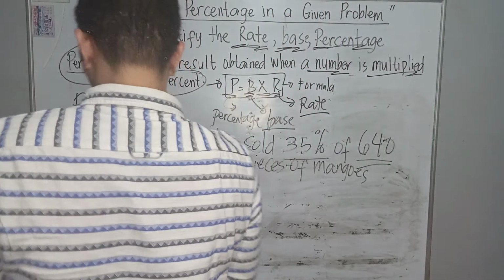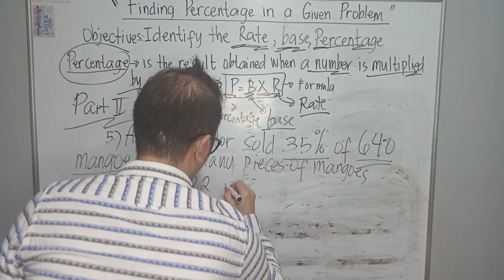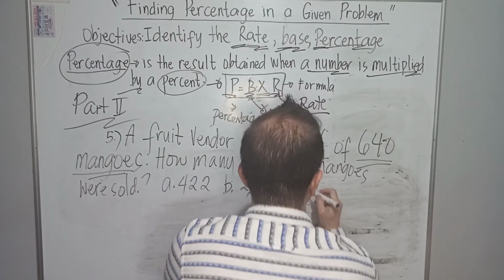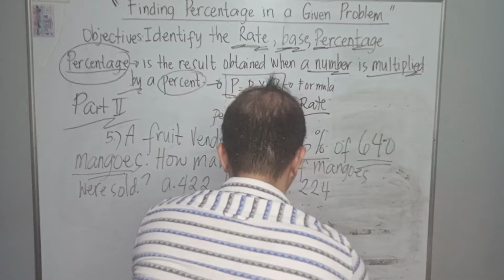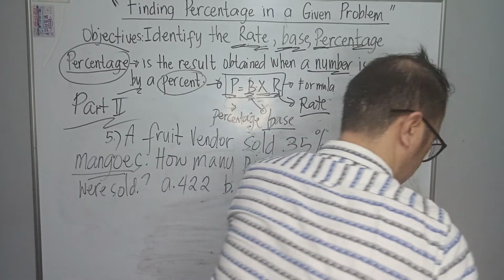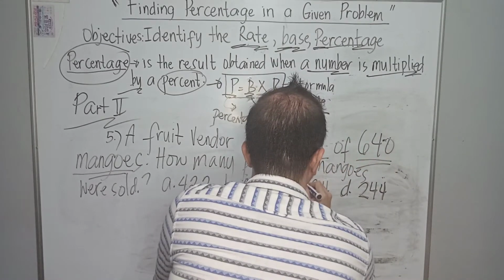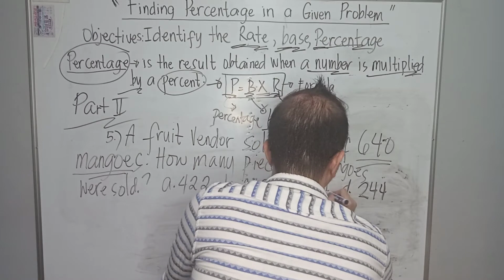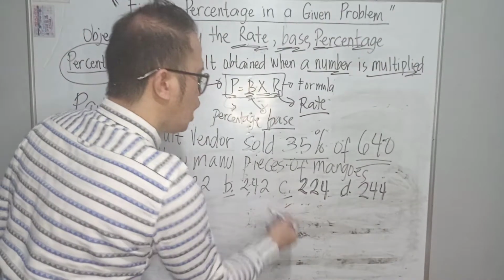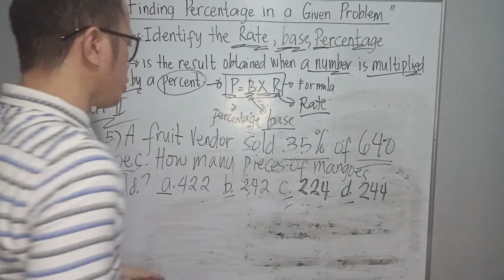Okay, let's have first our choices. I'm going to write our choices here. We have letter A, 422, letter B, 242, letter C, 224, and letter D, 244. Now, same procedure, my dear viewers or my dear students, we're going to find out the base.